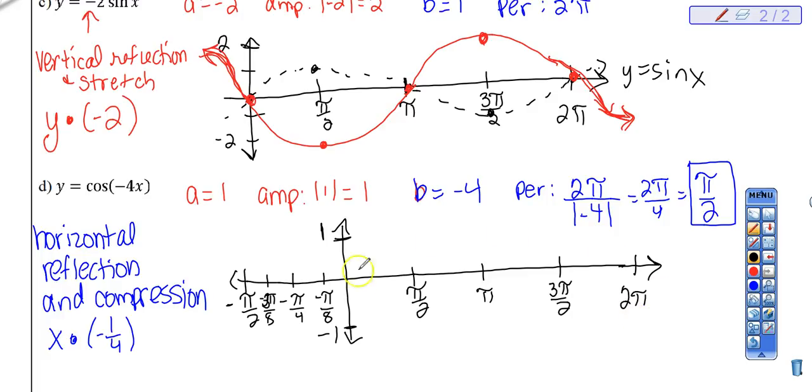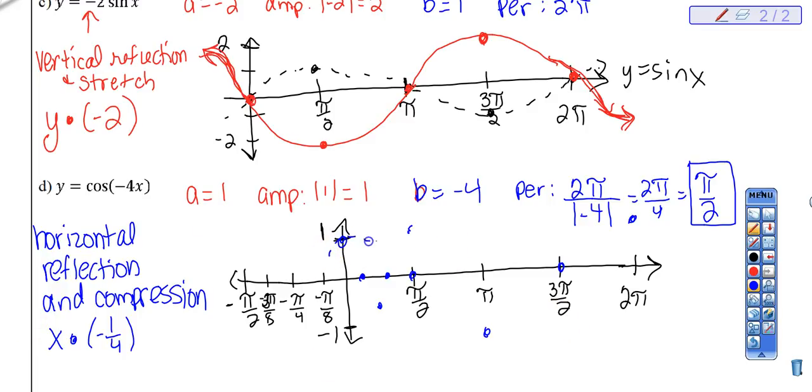We are taking our 2 pi period and condensing it to pi over 2. So we're going to take what's sketched here for our cosine function, and we're going to compress it so that it just squeezes into here. It's pretty much going to go like that. And then we're going to flip it.